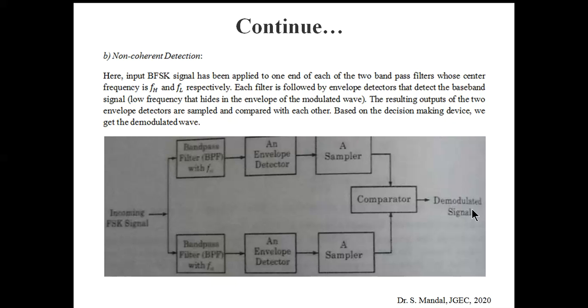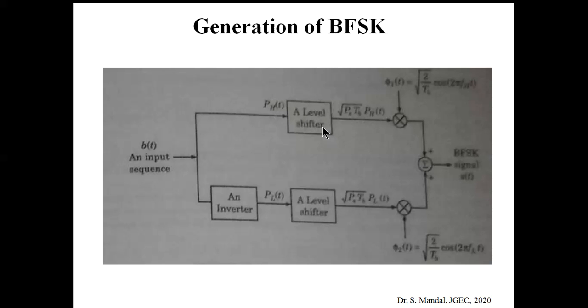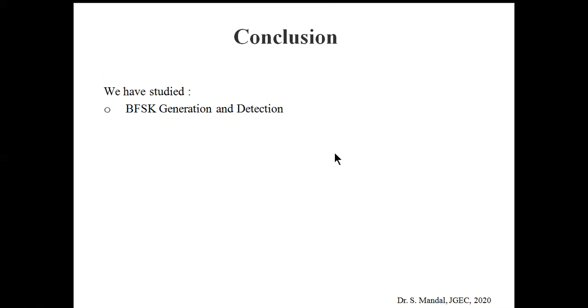Why do we call it non-coherent? Because we don't use any kind of locally generated carrier at the receiver section. We have just used two bandpass filters. The first bandpass filter will pass this portion, and the second bandpass filter will pass this. After that, depending on the binary sequence, an envelope will be detected, and if we sample them and compare them, then ultimately we get the demodulated signal as output.